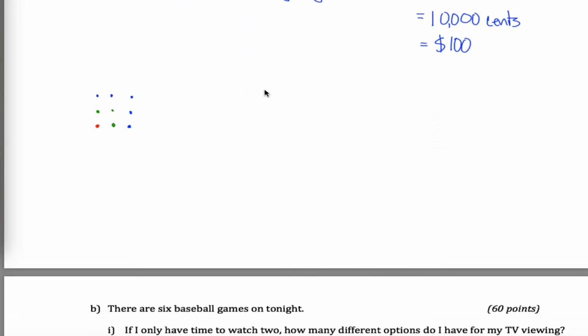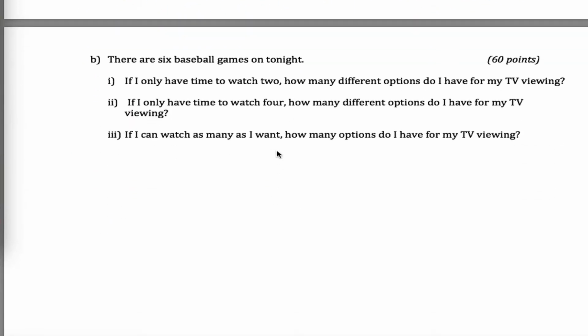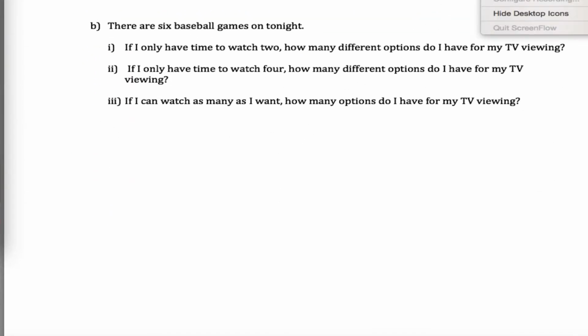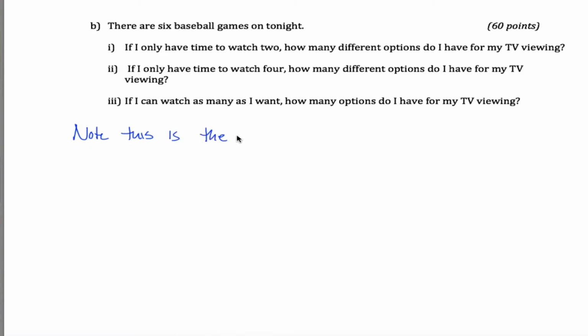Okay, moving on to the second one. Okay, there are 6 baseball games on tonight, apparently. If I only have time to watch 2 of them, how many different options do I have for my TV viewing? Note, this is the nacho problem.